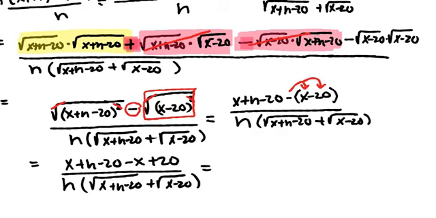And in the numerator, we have some like terms. We have a positive x and a negative x. So not only are they like terms, but they're opposites and they cancel each other out. We have some more like terms, a negative 20 and a positive 20. Also opposites, they cancel each other out or zero out. And so all we have left in the numerator is an h.